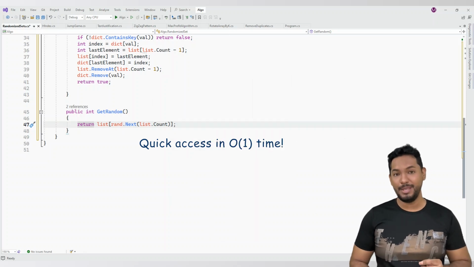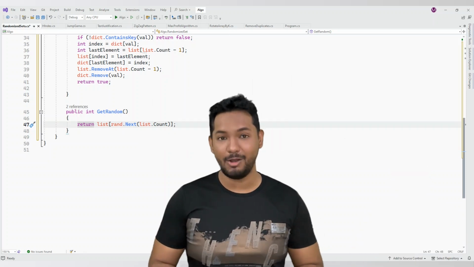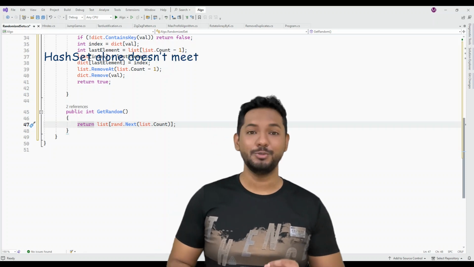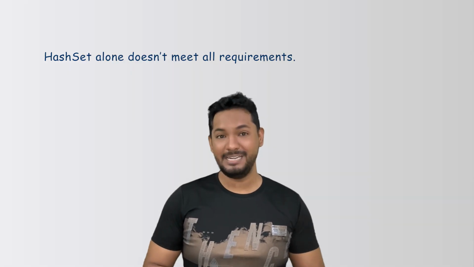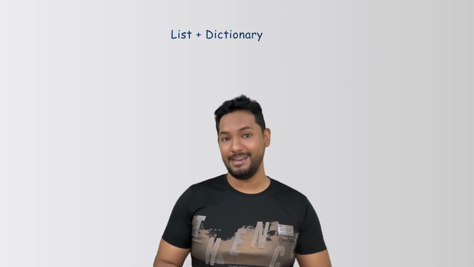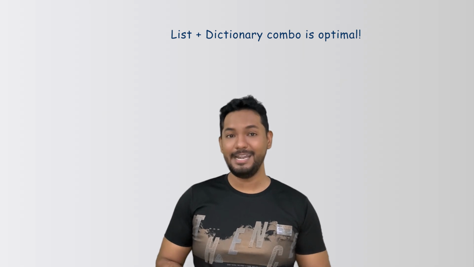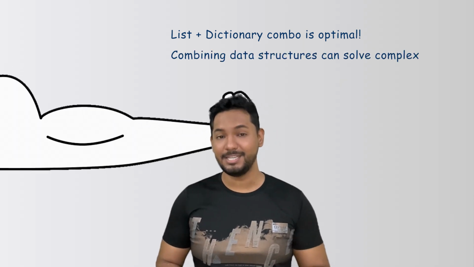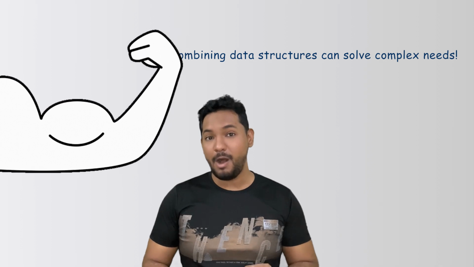Now let me share a quick personal insight here. When I first encountered this problem, my instinct was to use a hash set alone. But it's not enough, because GetRandom needs constant time access. This is where a combination with a list really shines. It's a great reminder that combining data structures can often give you the power you need to meet specific time complexity requirements.